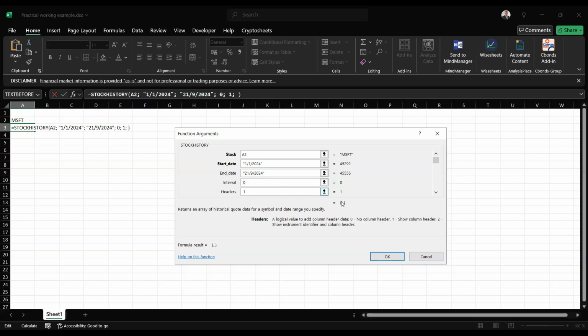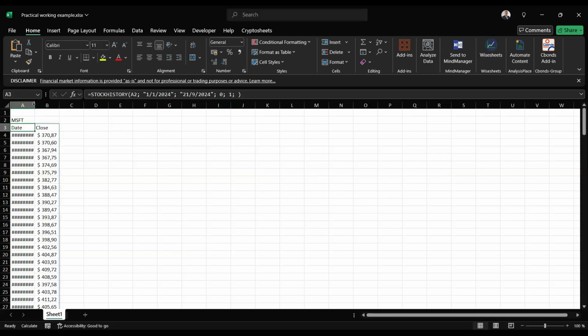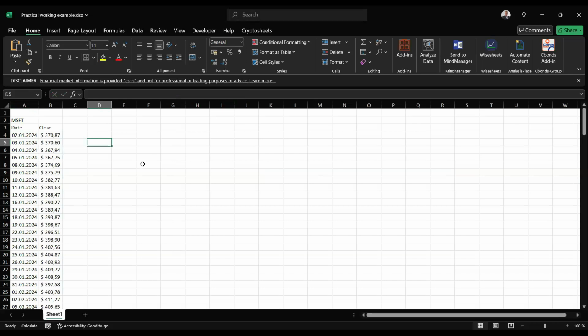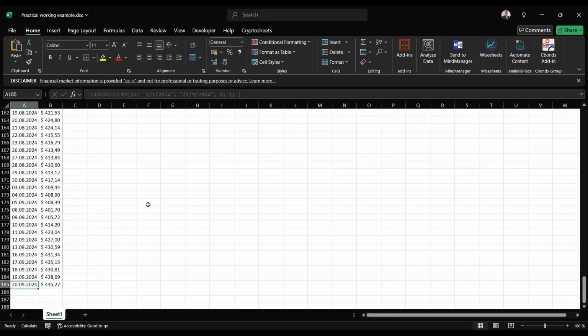Headers is a technical parameter to show or not show the headers. We would like to have them in the table. Therefore, we push the enter button, and here we get all of the quotes for the Microsoft equity for the given period of time, starting in 2024, ending today, or yesterday.